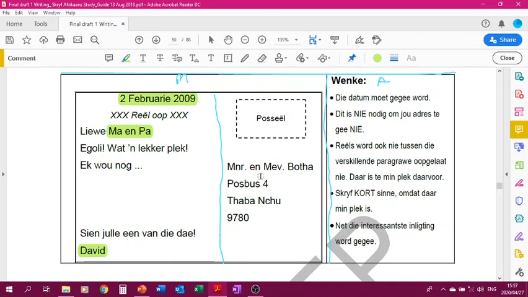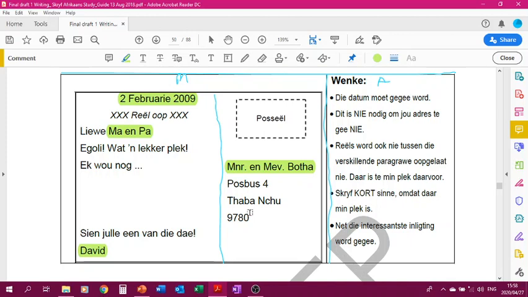The address side, you start with meneer en mevrou Botha, that is the receiver of the message, then posbus 4, Tawanchu, en dan die poskode. You can use any form of an address. Remember when we did the informal letter, I showed you a bunch of different address forms that you could use, or address types that you can use. You are welcome to use one of those instead of the postal address, but again, why complicate things?